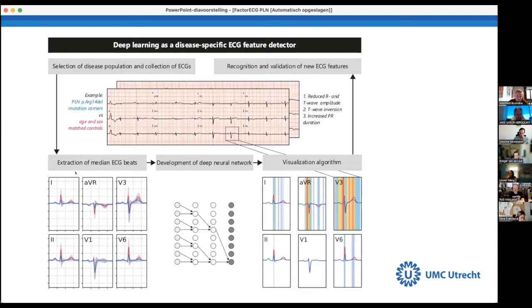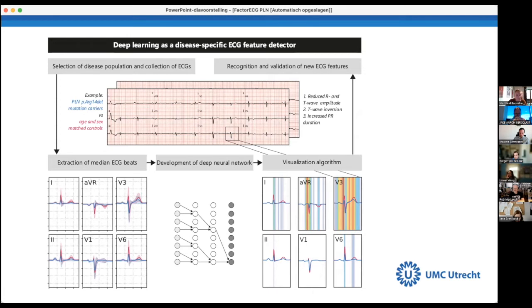Then we developed a neural network to predict if it was a PLN mutation carrier or an age and sex matched control. And then we used the visualization algorithm you saw in the slide before, but now took the average of that visualization for all subjects. So instead of just looking at one of them, we thought if we average this over all subjects, we can get some feeling about what the network is focusing on.